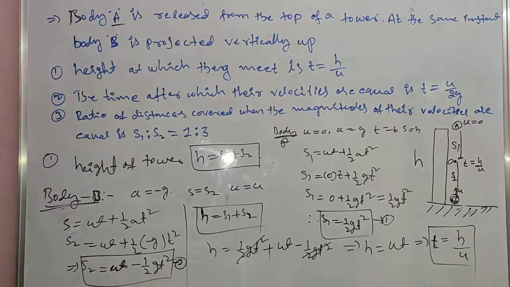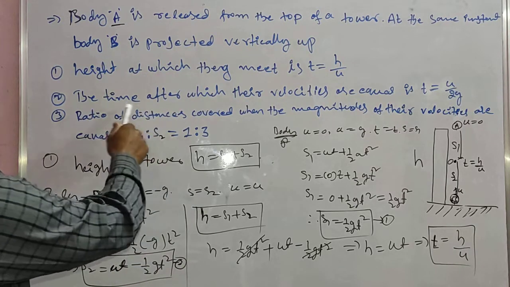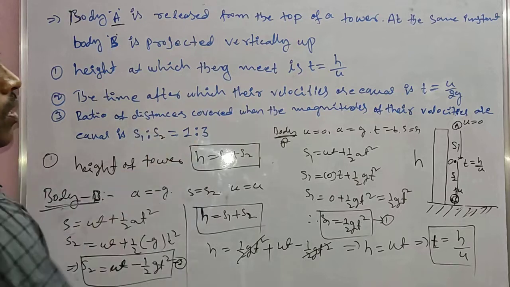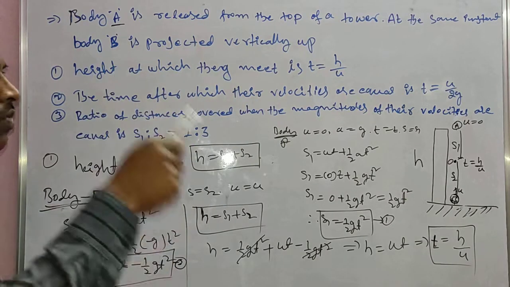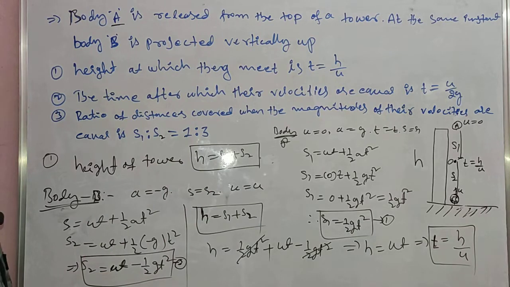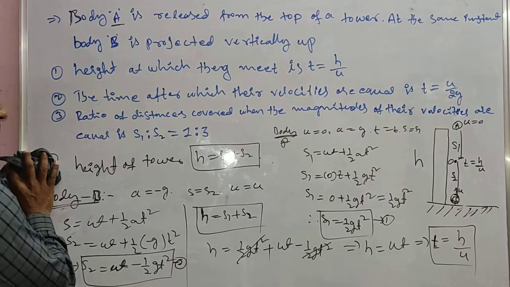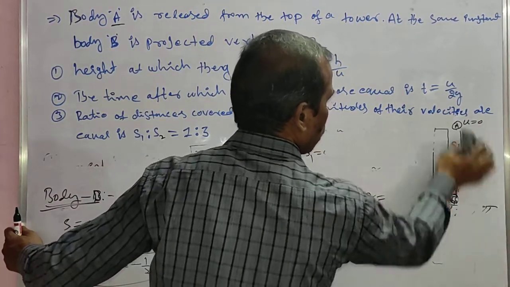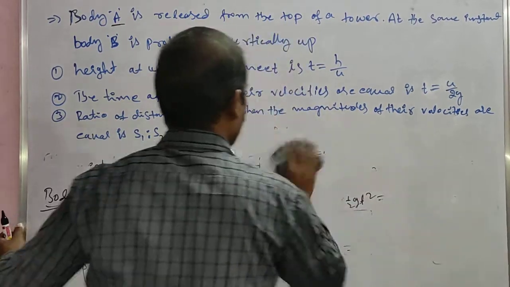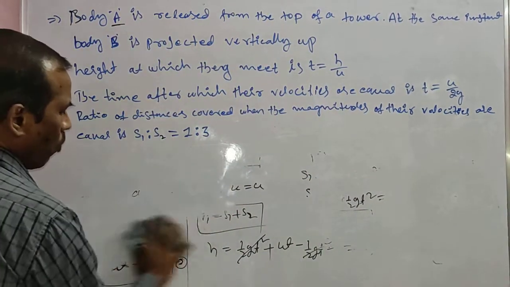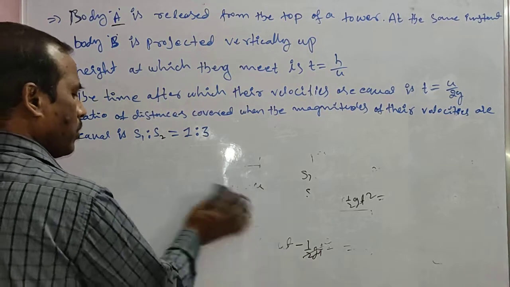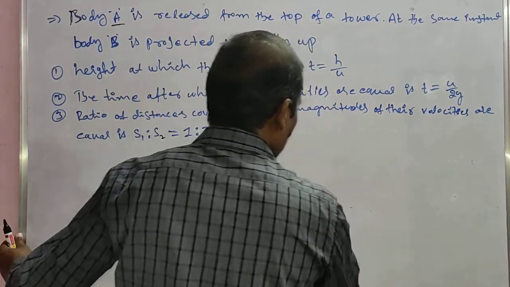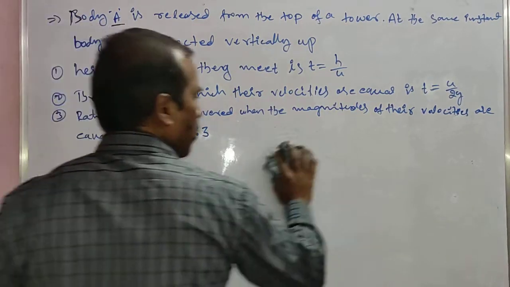Next case: the time after which their velocities are equal is t is equal to u by g. Note this one first of all. Now their velocities are equal. For example, the two bodies are at point O at any instant of time t, on their paths.